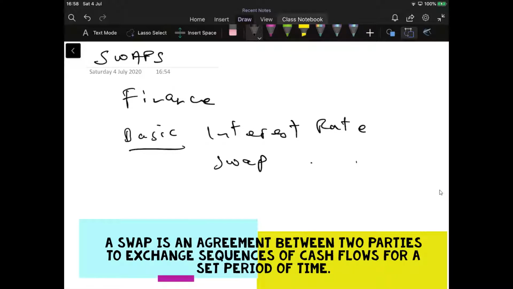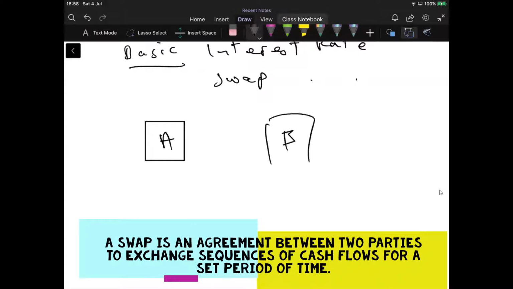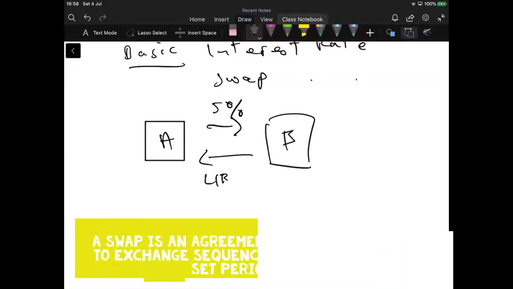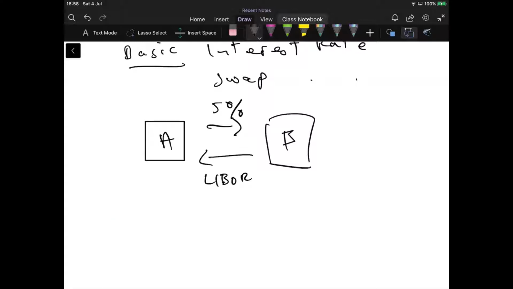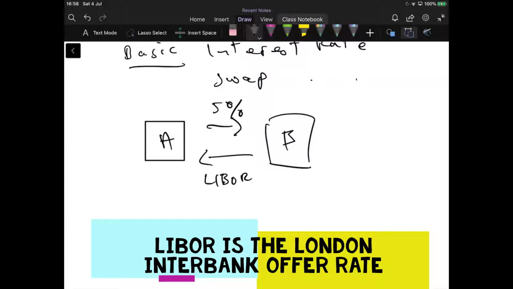Now, something very basic would be, again, you have A and you have B. And perhaps A is paying a fixed rate, let's say 5%, and in exchange, B is paying a floating rate, and that could be linked to some market benchmark like LIBOR. LIBOR swaps, I think, account for something like 90% of all interest rate swaps.